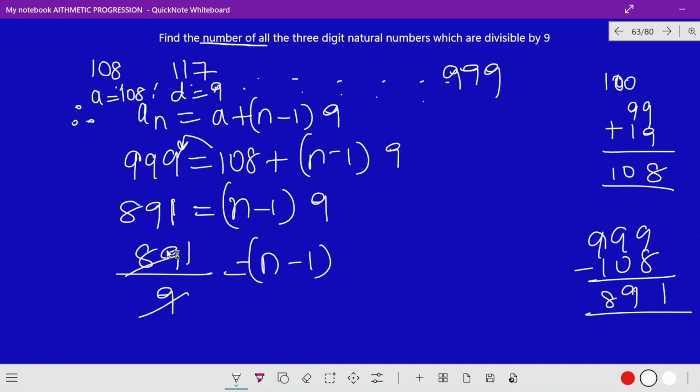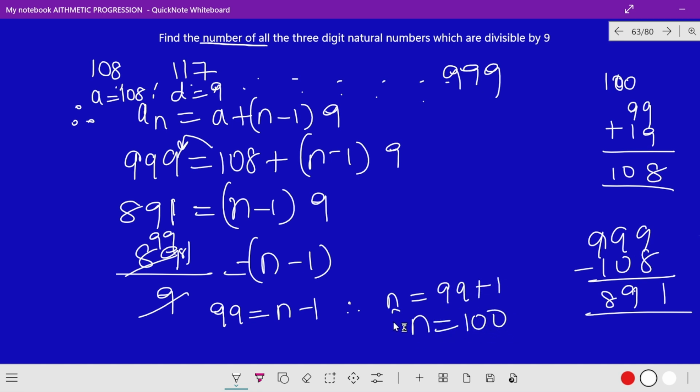So 9 ones are 9, 9 nines are 81. How much is remaining? Again 8 is remaining. 9 nines are 81. Therefore 99 is equal to n minus 1. Therefore n is equal to 99 plus 1. Therefore n is equal to 100. So how many terms are there? 100 terms are there in between this, from 102 to 990.